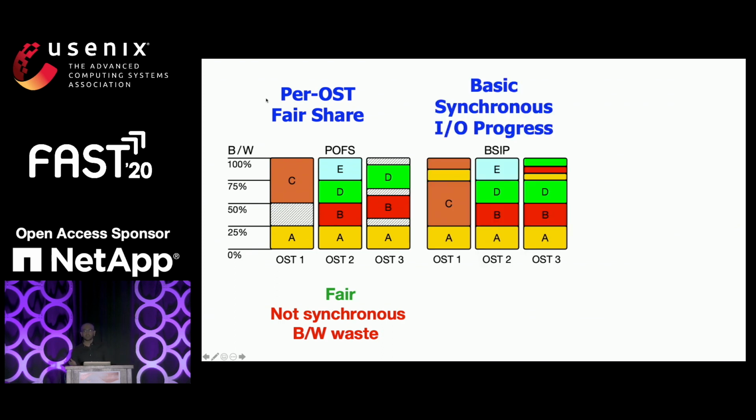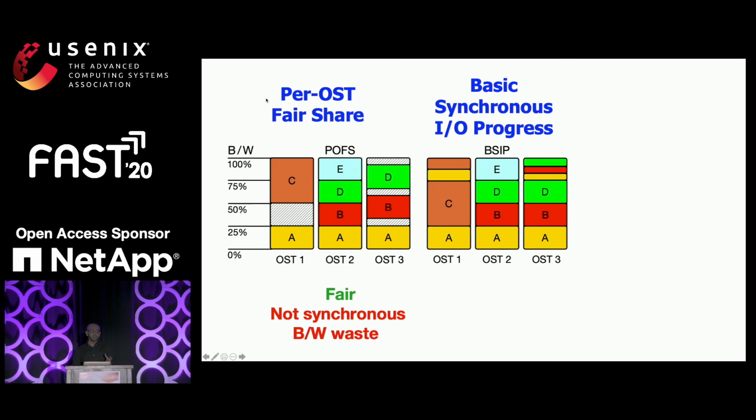Another policy that we can look at is basic synchronous I/O progress. With this policy, we want to actually enforce that there should be synchronous I/O progress, and there should also be fairness. And we can do this at the cost of bandwidth wastage. So here, first, we start out by giving everyone their fair share. We see that applications A, B, and D are bottlenecked by OST 2. So on both of the other OSTs, OST 1 and OST 3, we give them 25% of the bandwidth because that is their fair share. They don't need more than that on the other OSTs because that's not going to contribute towards their I/O progress.